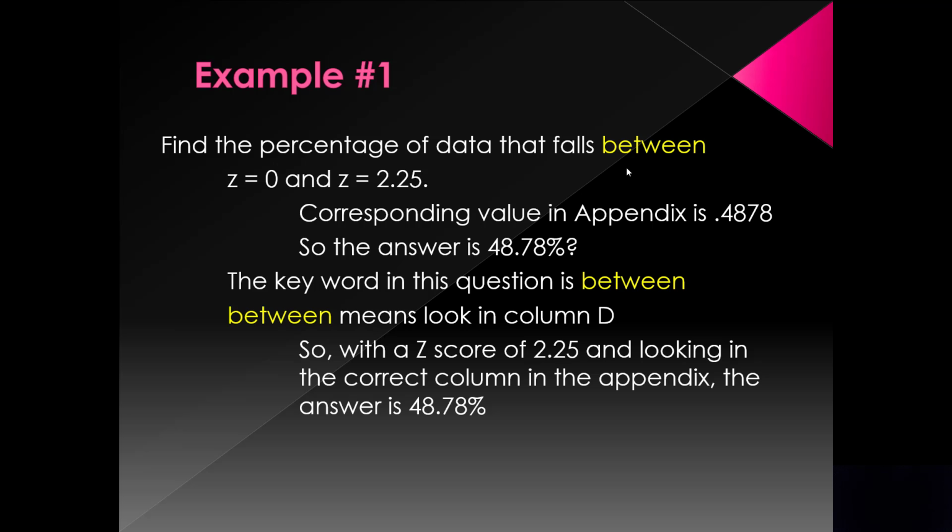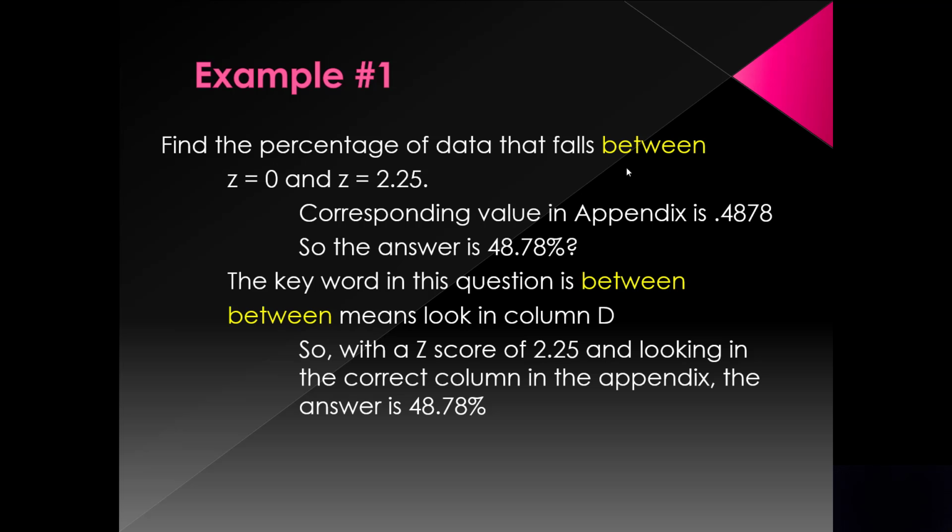Okay, here's the first example. The second most important thing in how to do this is to read the language of the problem. So here's the first example. Find the percentage of the data that falls between 0 and 2.25. I'm not even having you calculate a Z-score for this one. I'm just giving it to you. It's 2.25.